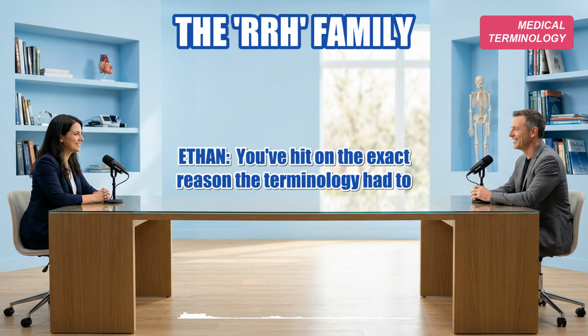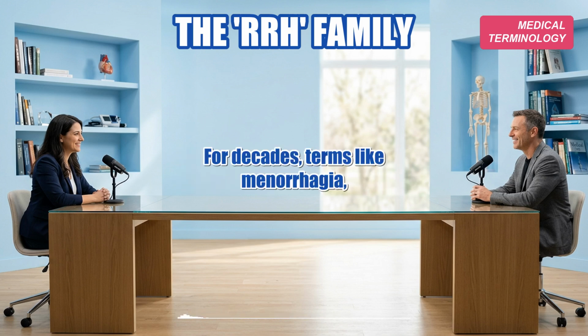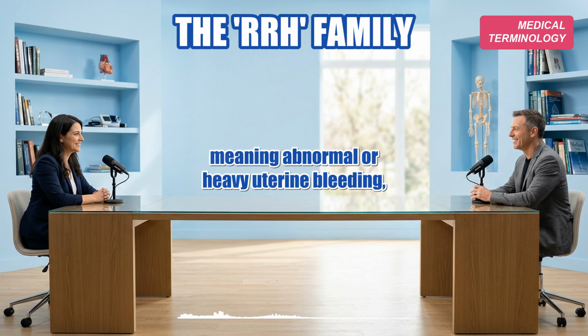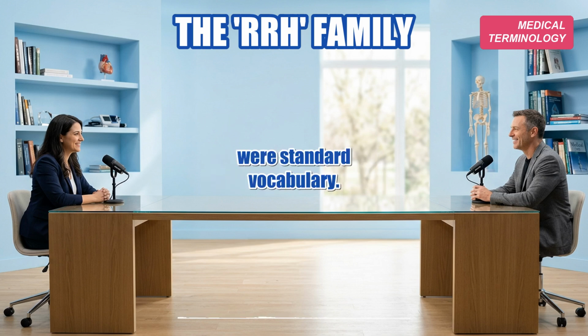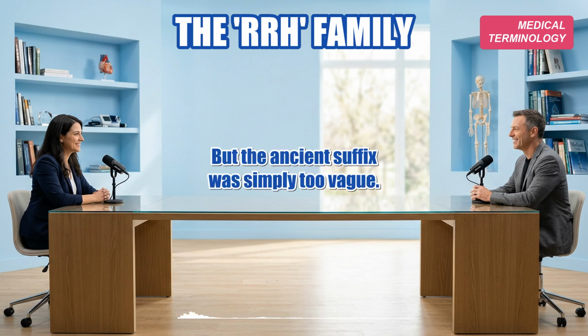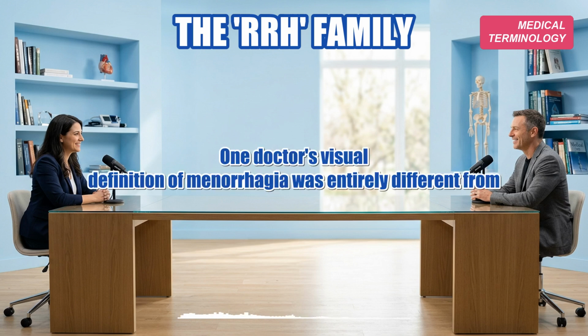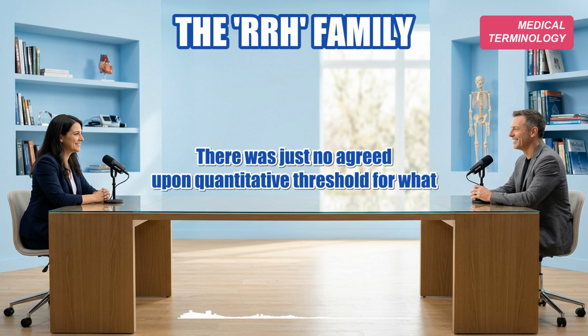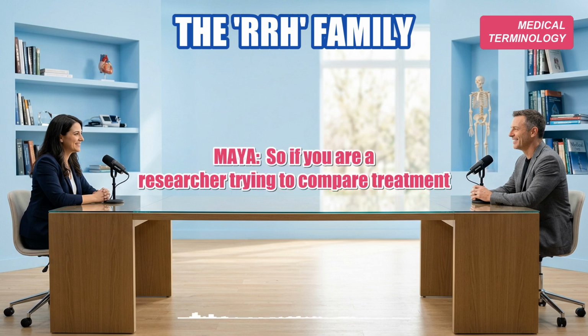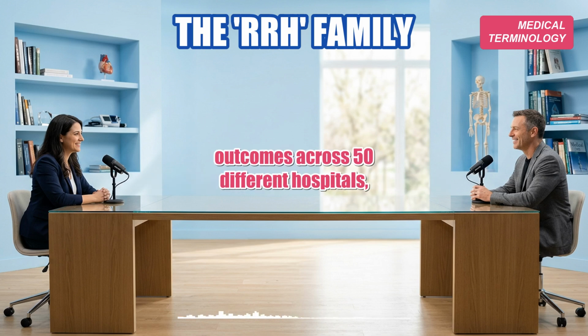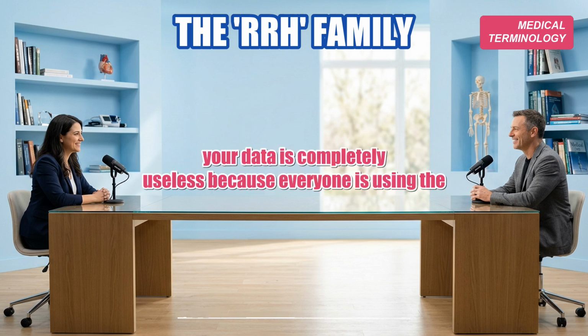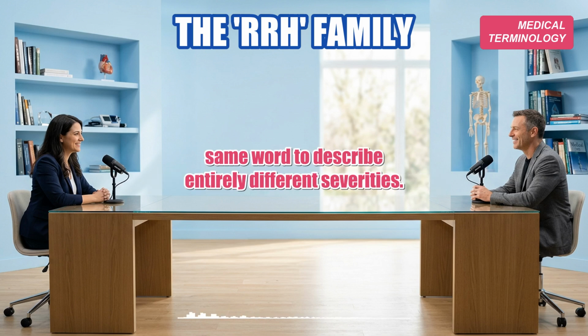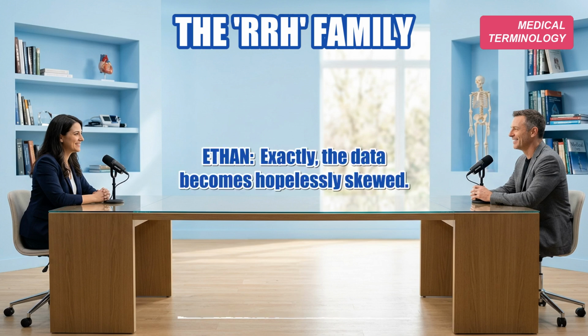You've hit on the exact reason the terminology had to change. For decades, terms like menorrhagia, meaning abnormal or heavy uterine bleeding, were standard vocabulary. But the ancient suffix was simply too vague. One doctor's visual definition of menorrhagia was entirely different from another doctor's. Oh, I see. There was just no agreed-upon quantitative threshold for what constituted the rrhage. So if you are a researcher trying to compare treatment outcomes across 50 different hospitals, your data is completely useless because everyone is using the same word to describe entirely different severities. Exactly. The data becomes hopelessly skewed.